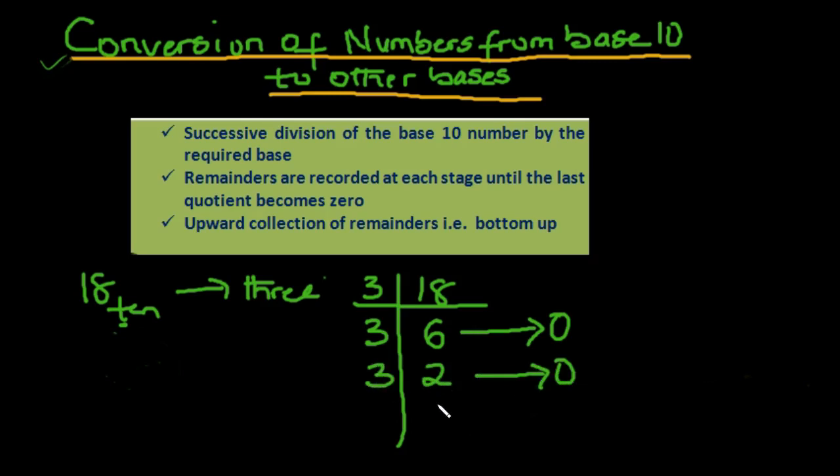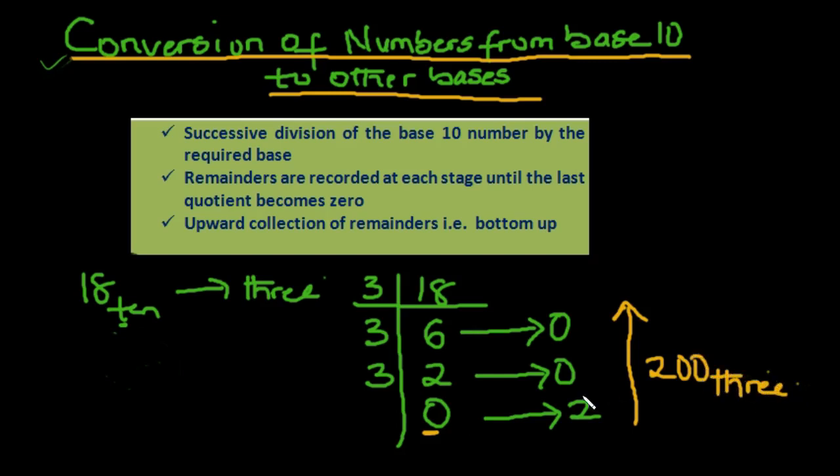How many 3 can we get from 2? That's impossible because 3 is greater than 2. So we write 0 and we write the number as a remainder. So that's 2. So now my last quotient is now 0. I'll write my answer as an upward collection of the remainders. That's from bottom up, and you see the way my arrow is going. So the answer is 200 in base 3.